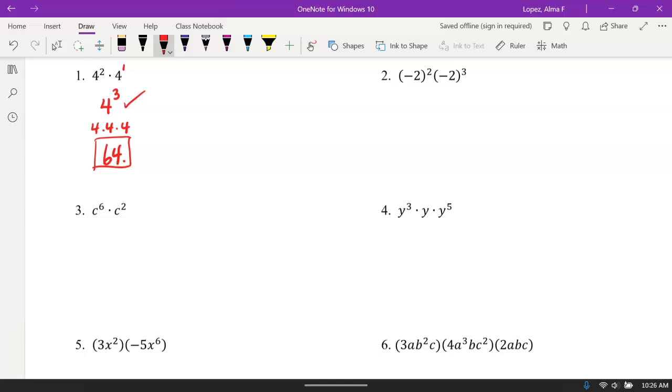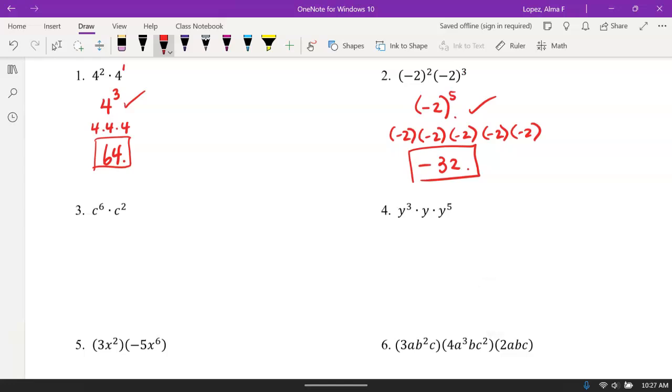On number 2, your like base this time is a negative 2. And because you're multiplying 2 like bases, you're going to add the exponents. 2 plus 3 is 5. So if you are allowed to leave it there, you do. You're finished. But for me, I want you to go ahead and multiply them out because you know how. And when you do that, you're going to end up with a negative 32. One, negative because there are 5 of them, right? And every pair of them become positive. Still going to be 1 negative left over. And the 32 from multiplying 5 2's together.